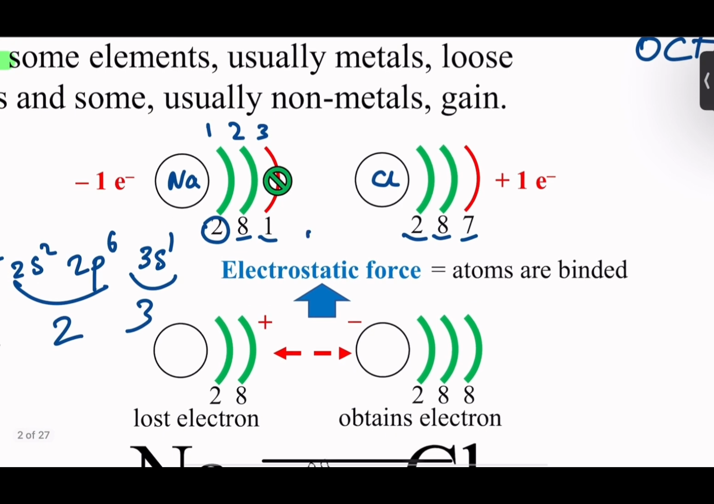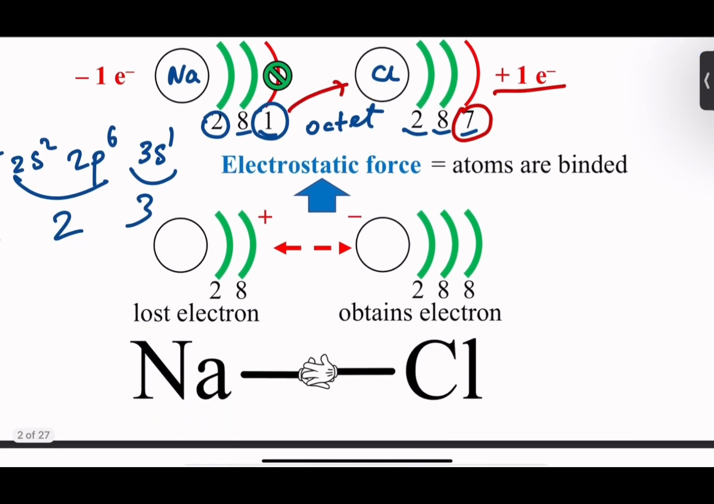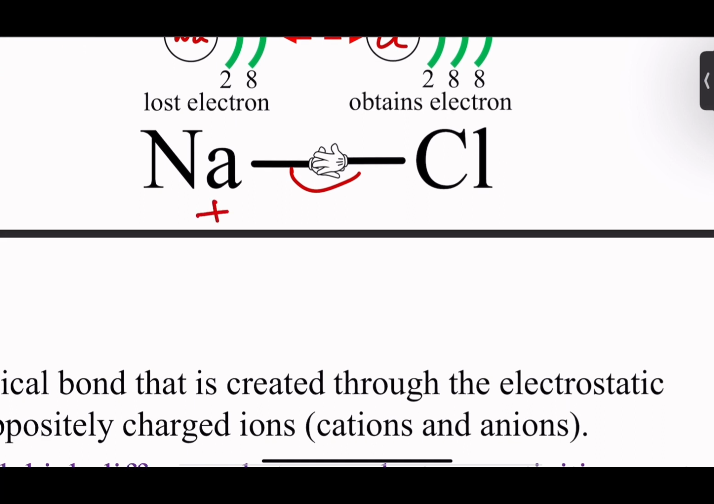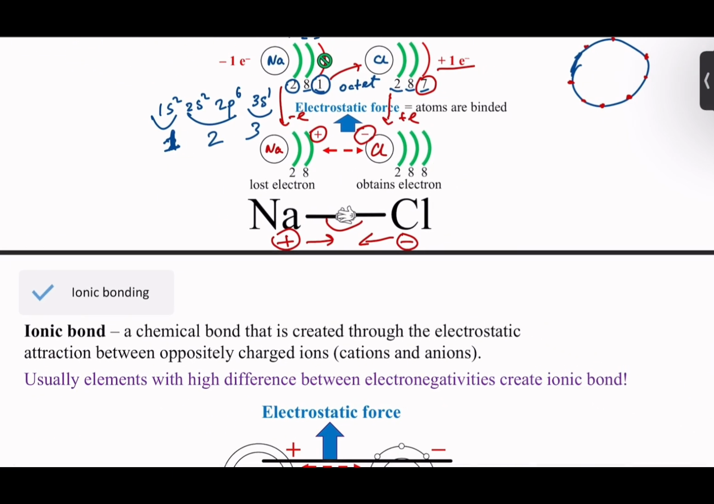We know that we need to get the octet rule. That means sodium needs to lose this electron, and chlorine has to take that electron. Once it takes it, chlorine becomes negatively charged, and sodium becomes positively charged, because sodium lost an electron and chlorine gained an electron. Then they make this chemical bond where sodium is positive and chlorine is negative. We know that positive and negative attract each other. This happens because of electrostatic force.